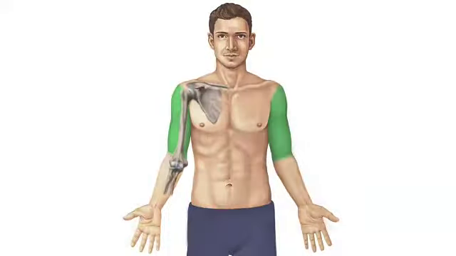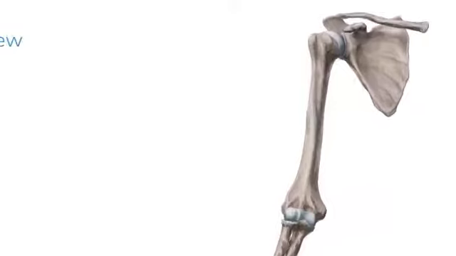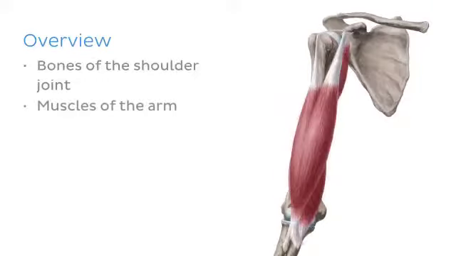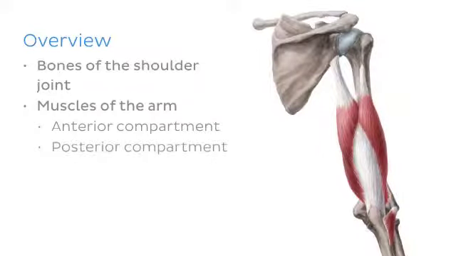Okay, now that we've got the terminology down, I'd like to give you a quick overview of what we're going to be talking about in this tutorial. First, we're going to be looking at the bones that make up the shoulder joint, as they form the bony framework that our muscles attach to. Then we'll look at the muscles of the arm, which can be divided into two compartments, the anterior compartment and the posterior compartment. As we talk about each muscle, we'll learn about their origin, insertion, function, and innervation. And finally, we'll conclude our tutorial with some clinical notes. So let's get started and talk about the bones of the shoulder joint.